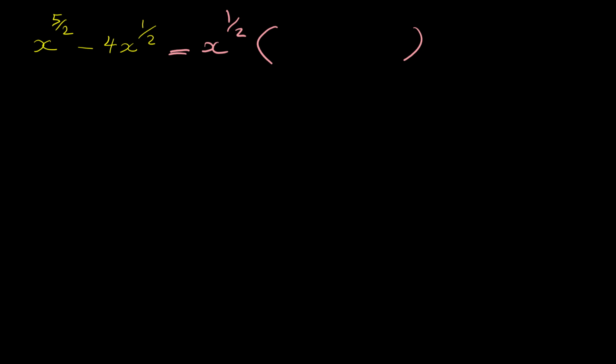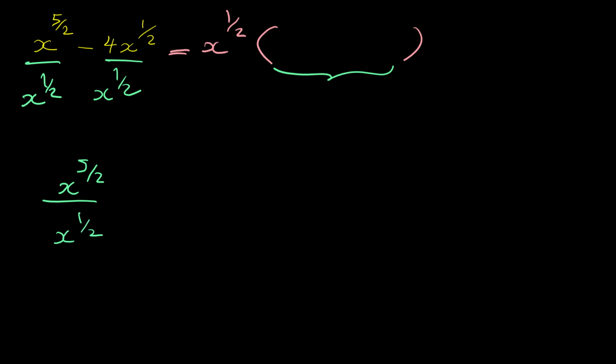And remember, when we factor something from some terms, it's like dividing those terms by that common factor. So when we factor x to the 1 half from these two terms, to write the expression in the bracket, we suppose that we divide these terms by x to the 1 half. Now let's see, what is x to the 5 over 2 divided by x to the 1 half? We know that when we divide two terms with exponents, we subtract the powers. So this equals x to the power of 5 over 2 minus 1 over 2. And this equals x to the power of 4 over 2, because 5 over 2 minus 1 over 2 is 4 over 2, which is 2.